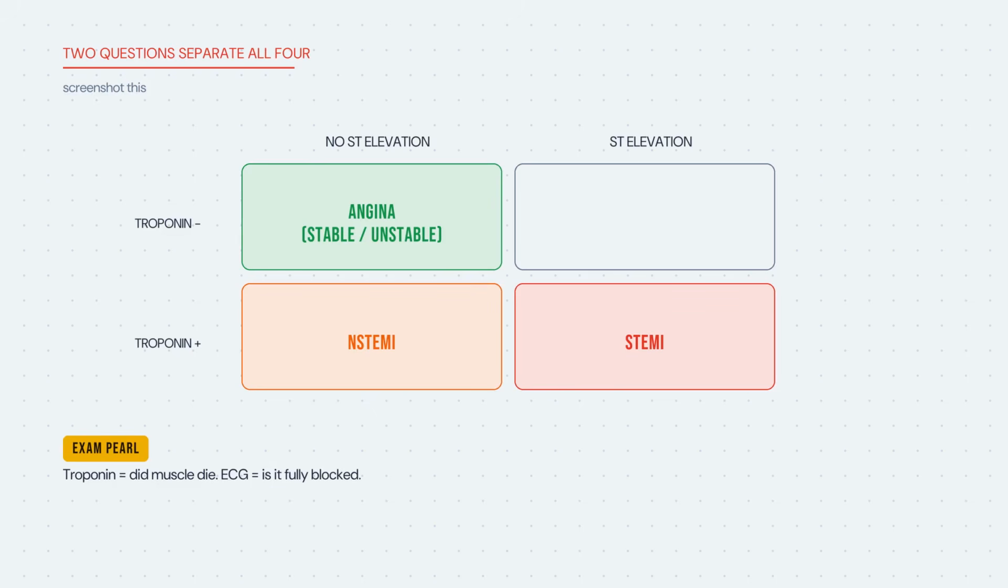Here is the part worth screenshotting. You separate all 4 with exactly 2 questions. Question 1, did muscle die? Troponin answers that. Troponin is a protein inside heart muscle cells. If it is in the blood, cells broke open. Angina, stable or unstable, has a negative troponin. Both infarctions have a positive one. Question 2, is the artery completely occluded? The ECG answers that. ST elevation means full thickness, complete occlusion. No elevation means partial. 2 questions, 4 diagnoses, that is the whole algorithm.